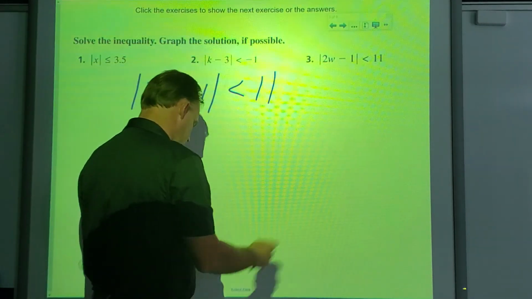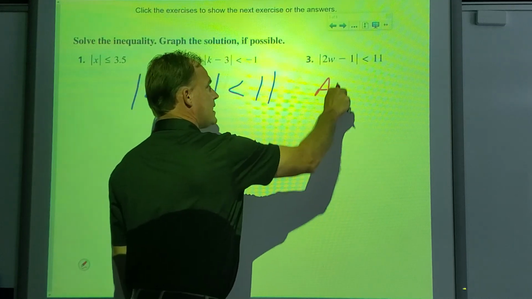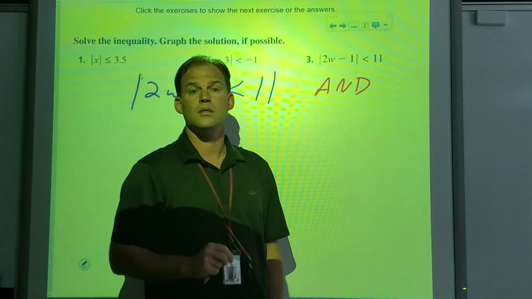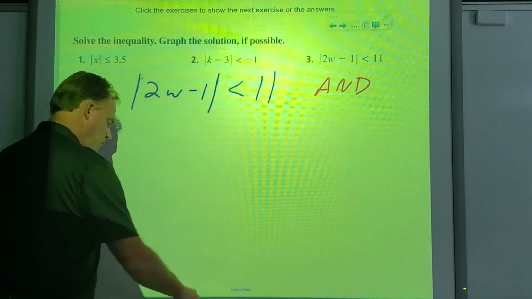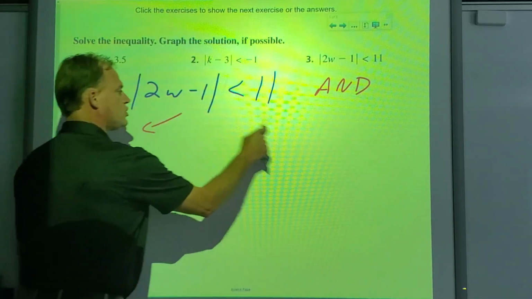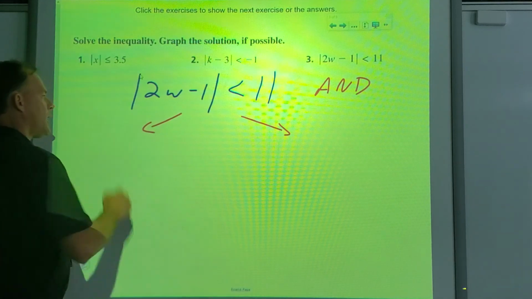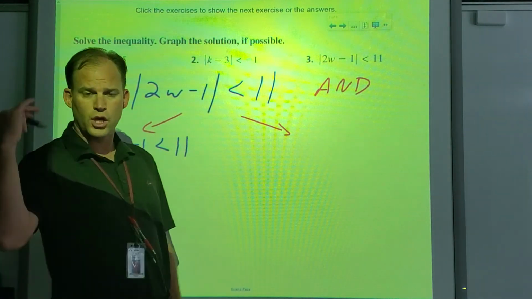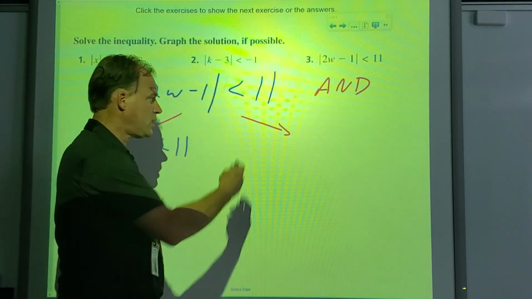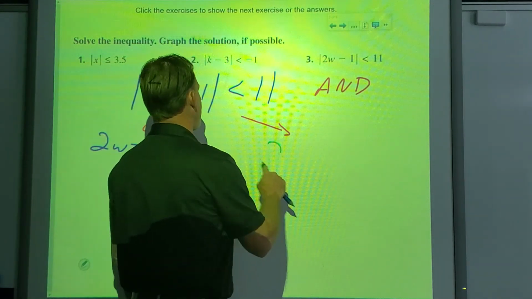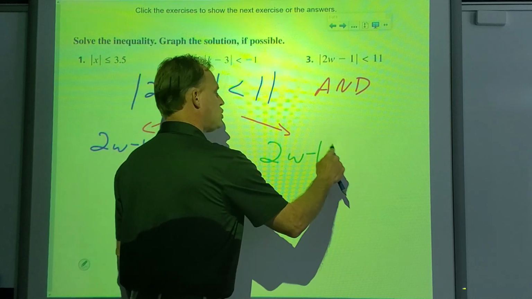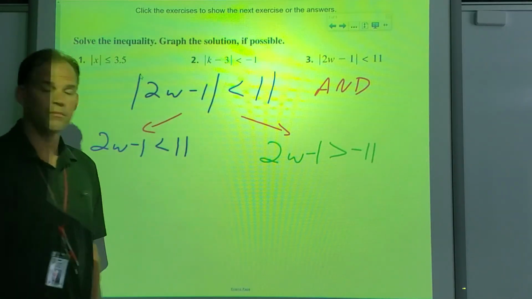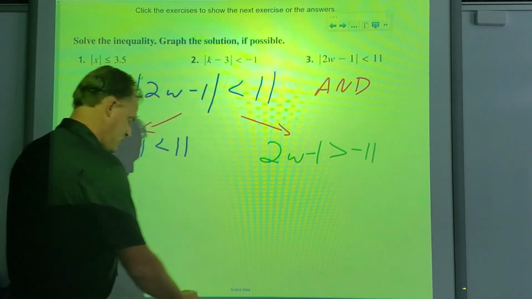You have a less than, so you know this is an and problem, so you're going to be shading between the two values. All right, so write your two equations. I have 2w minus 1 less than 11. The first one, no change in sign, no change in number. The second one, change the inequality, change the sign. So there you go. Next, it's just steps.